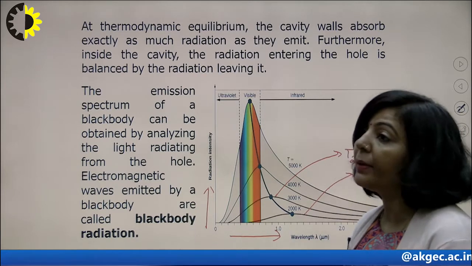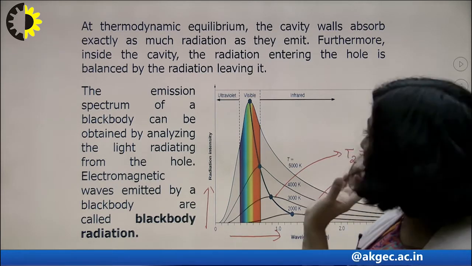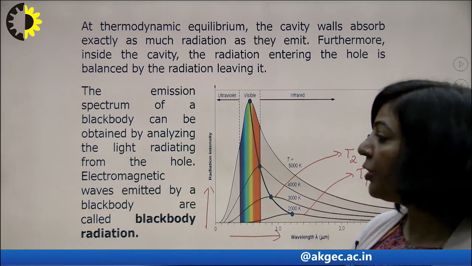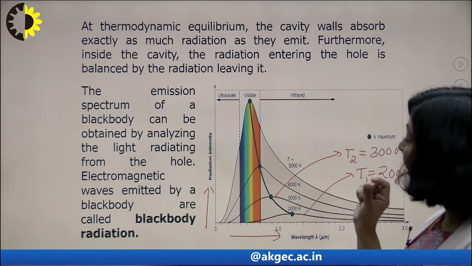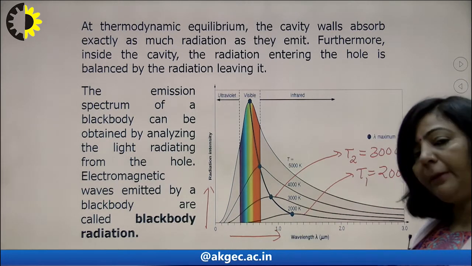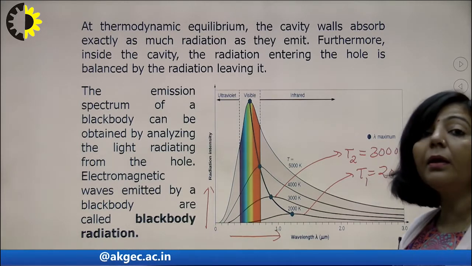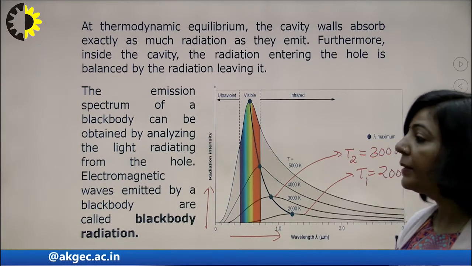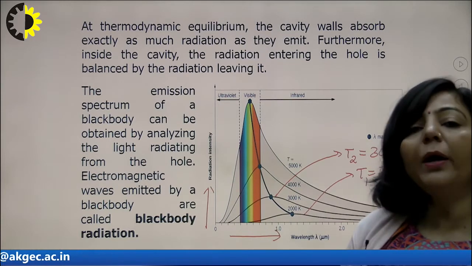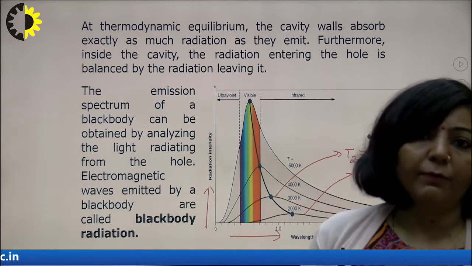So if I take the general observations from this particular radiation curve, then the first observation is that at every temperature, whether you keep that black body at T1, T2, T3, T4 or T5, you are getting radiations of different wavelengths.